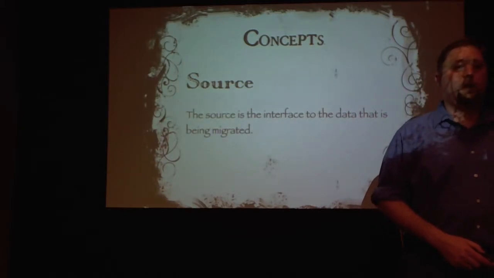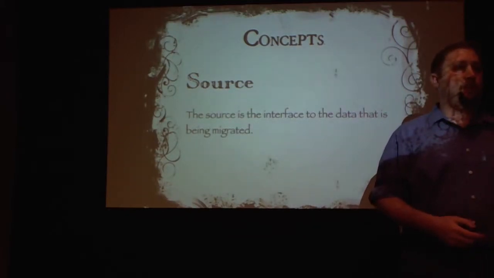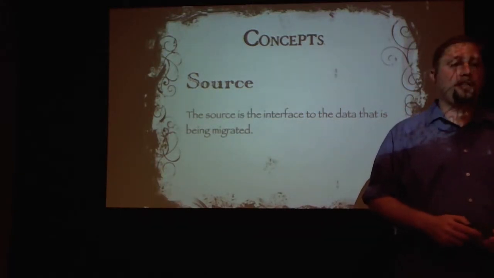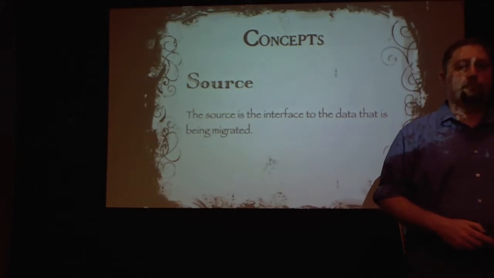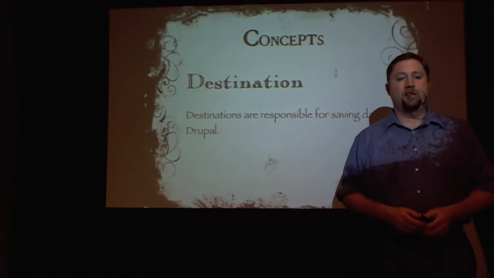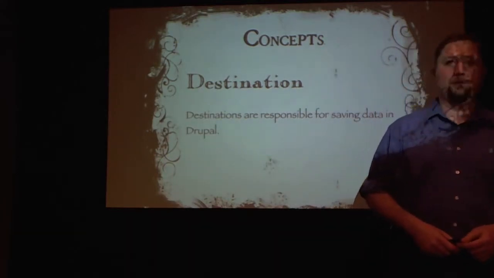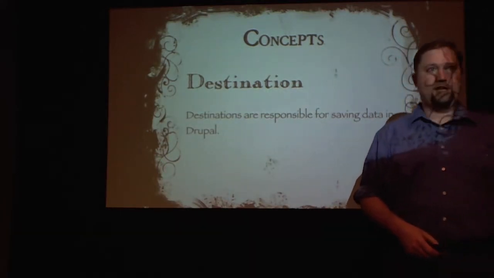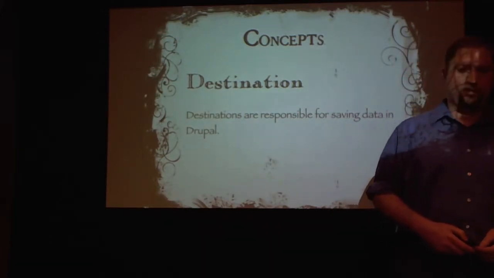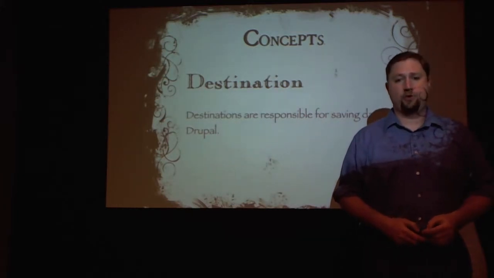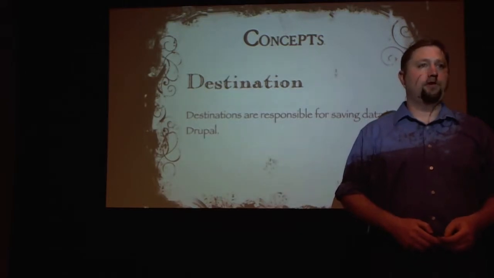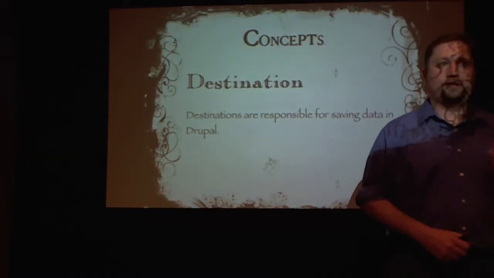Sources in Migrate are responsible for providing a list of fields of the data that's going to be imported. And most importantly, sources are responsible for iterating over the data that's going to be imported. And we'll talk about that in a little bit. Destinations are responsible for saving the data in Drupal. So source is where you're coming from, destination is where you're coming into. One of the tricky things about Migrate is that destinations typically expect a one-to-one mapping between the source and the destination record. There are ways around that, and it can be kind of tricky when you're talking about rollbacks, but typically it's a one-to-one.